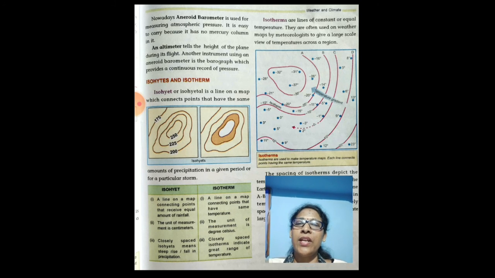Now we are going to study isohyets and isotherms. An isohyet or isohyetal line is a line on a map which connects points that have the same amount of precipitation in a given period or a particular storm, as shown in the diagram. Here you can see the isohyets shown in the diagram.